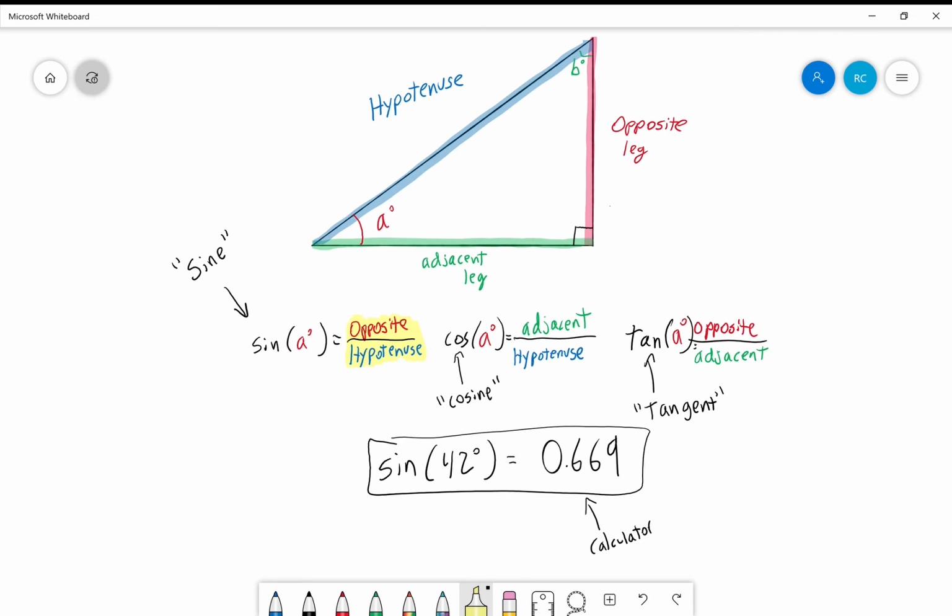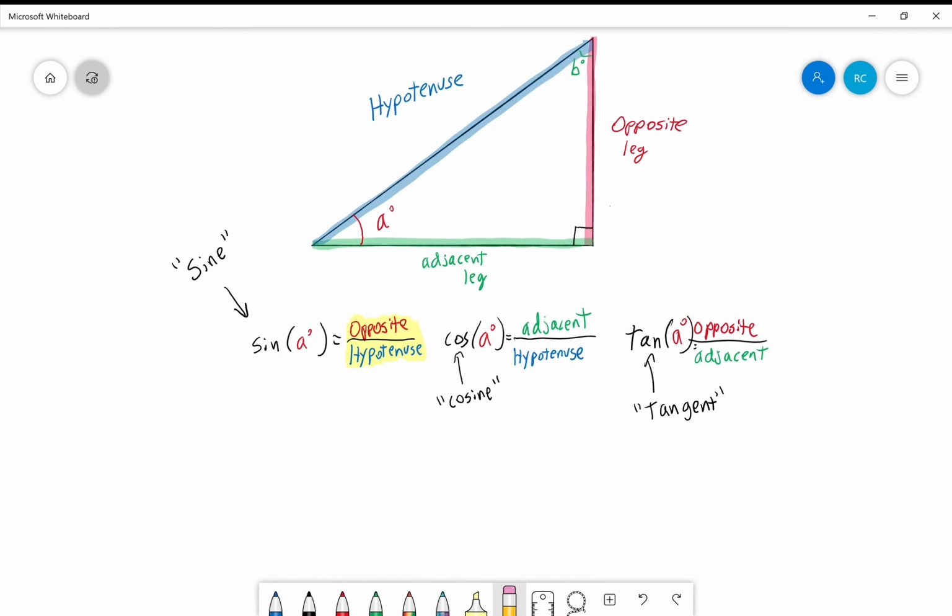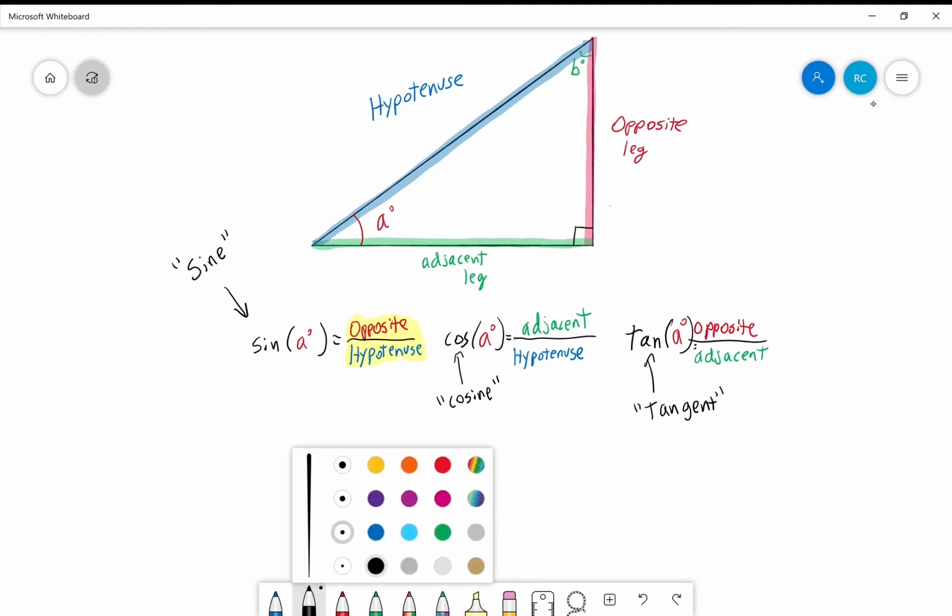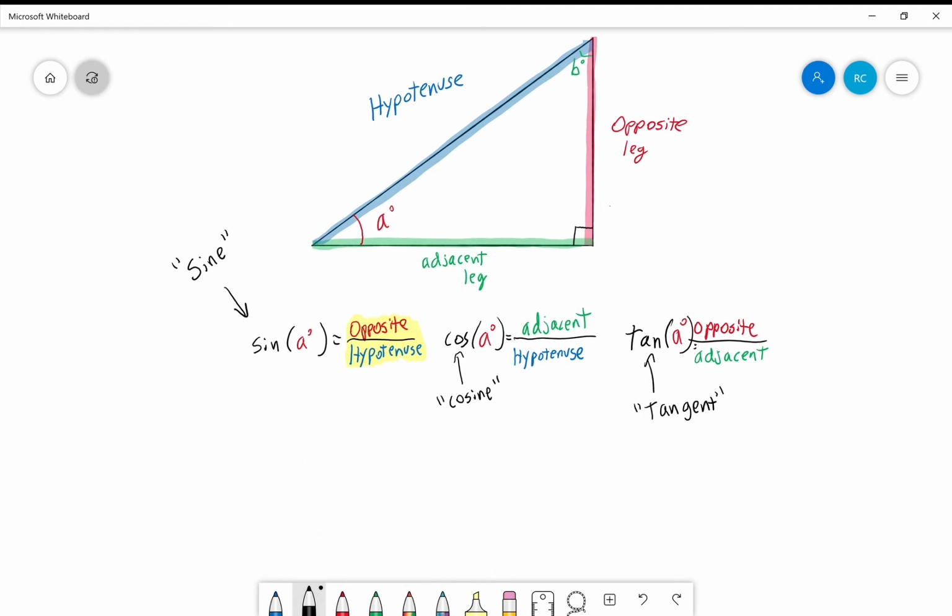Now, how do you remember this? I'm going to share with you a mnemonic device that my teacher taught me and his teacher taught him and so on. We call it SOHCAHTOA.